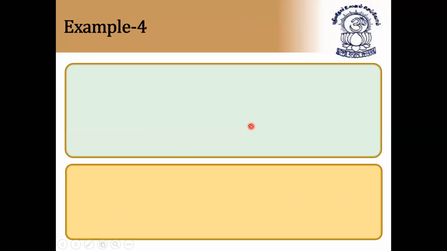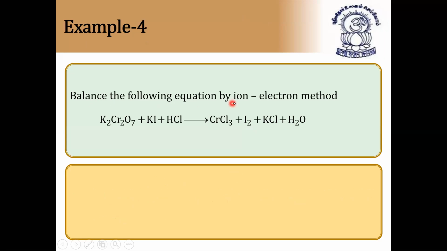Let us see how. Balance the following equation by ion electron method. So here, first I write the ions. So K2Cr2O7, so Cr2O7 2 minus plus iodide, I minus. In the presence of acid, it forms Cr plus 3 plus iodine, and the remaining as neutral water is going to form like this. So iodine 0. So here we have to take iodine 0.